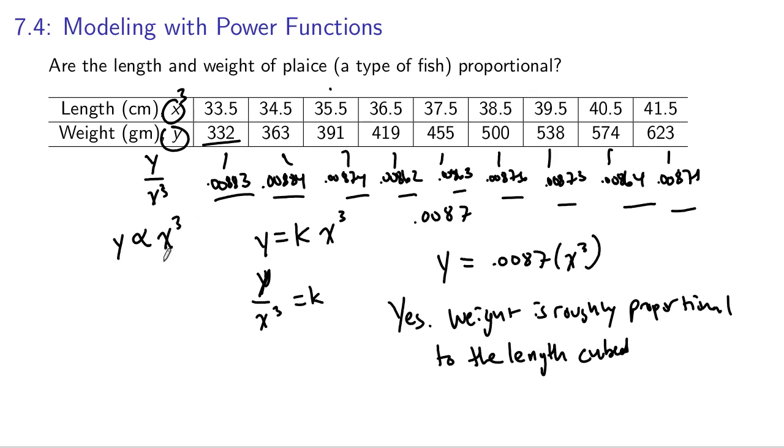If we step back and think about this logically, the length of a fish and the volume of a fish, the volume should be probably proportional to the cube of the length, because when we find volumes, we usually have width, depth, and height to consider. And the volume and the weight are probably very similar. So this makes sense that the weight would be proportional to the length cubed.